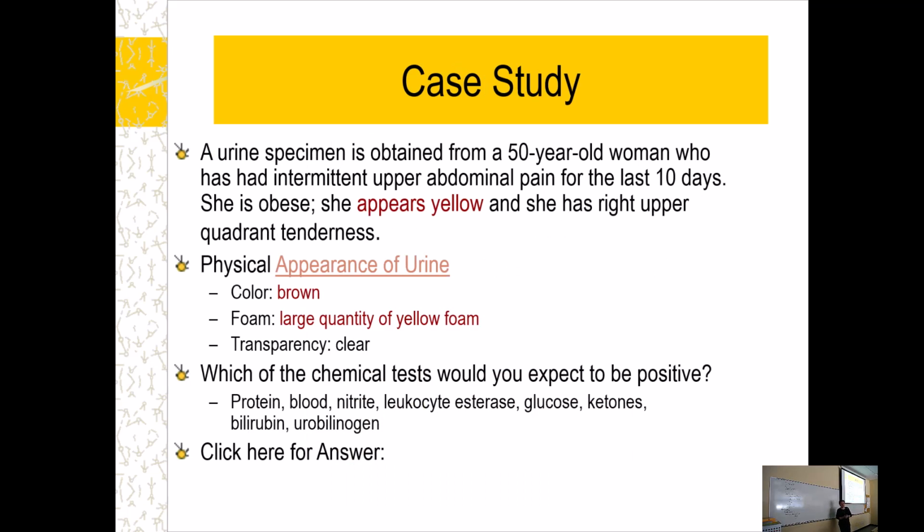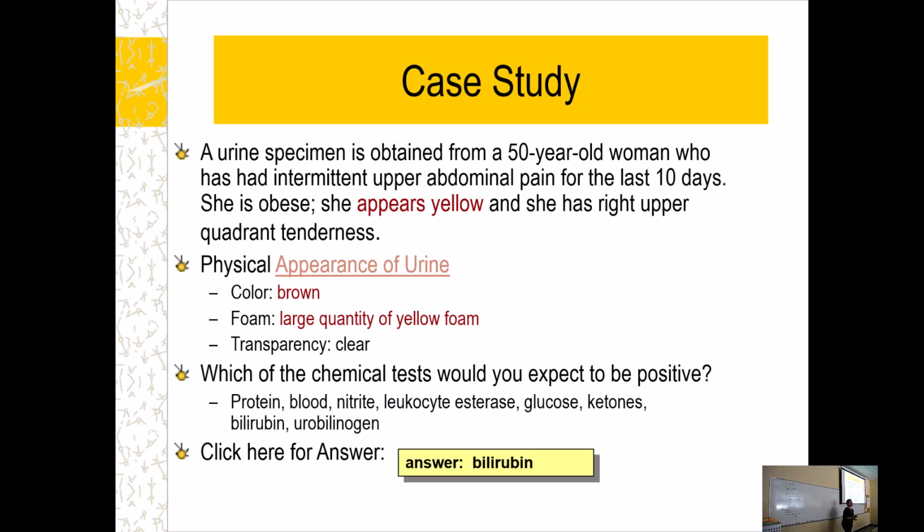So I got a case study. We have a urine specimen obtained on a 50-year-old woman who has had intermittent upper abdominal pain for the last 10 days. She's obese, she appears yellow, and has right upper quadrant tenderness. Physical appearance of the urine: the color is brown. There is a large quantity of yellow foam, and it's a clear urine. Which chemical test would you expect to be positive? Bilirubin, correct. So, bilirubin, good.